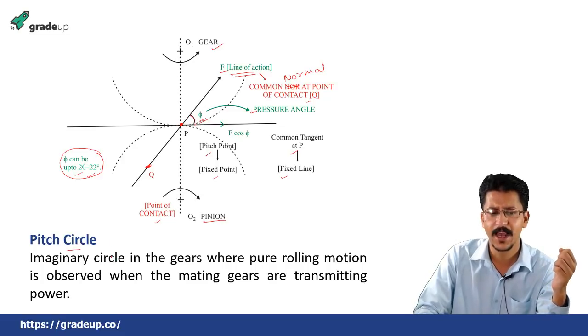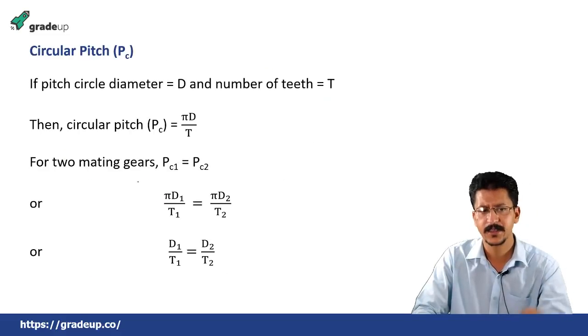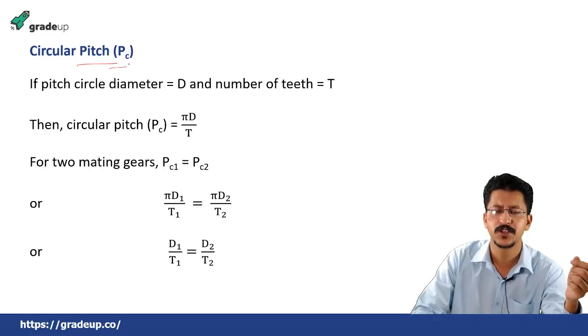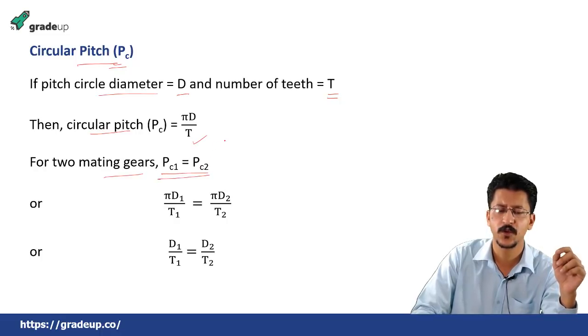So the pitch circle, I have already told you, is the imaginary circle in the gears where pure rolling motion is observed when the mating gears are transmitting power. Next, some important terms, that is circular pitch. I already told you what circular pitch is, the distance between two corresponding points on two gears. If the pitch circle diameter is d and the number of teeth is t, then circular pitch is given by pi d by t. And for the two mating gears, the circular pitch must be equal. So pi d1 by t1 equals pi d2 by t2, cancelling pi from both sides, we get d1 by t1 equals d2 by t2.